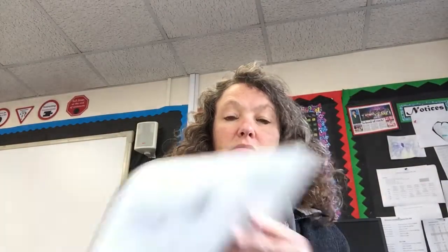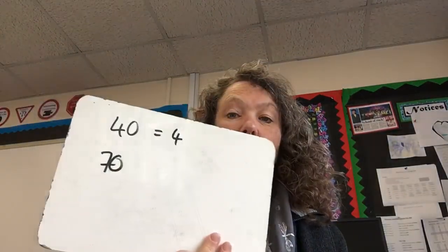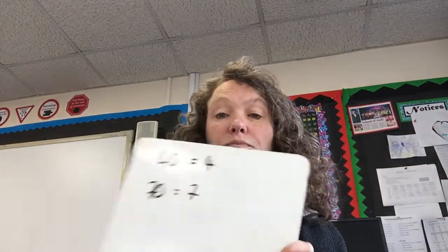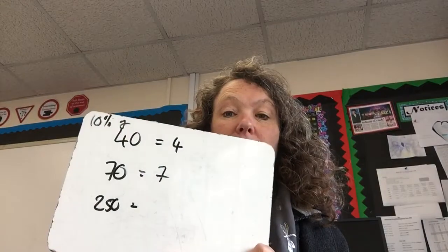So that makes 4. Okay, so if we had 10% of 70, we just divide that by 10, and that makes 7. Okay, I'll just put 10%. Okay, if we wanted to find 10% of 250, again, we're dividing by 10, so it is 25.